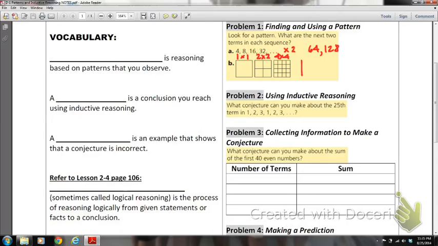The next figure would be 8 by 8, which would have 64 units. And then the next figure after that would be 16 by 16, which would have 256 units.